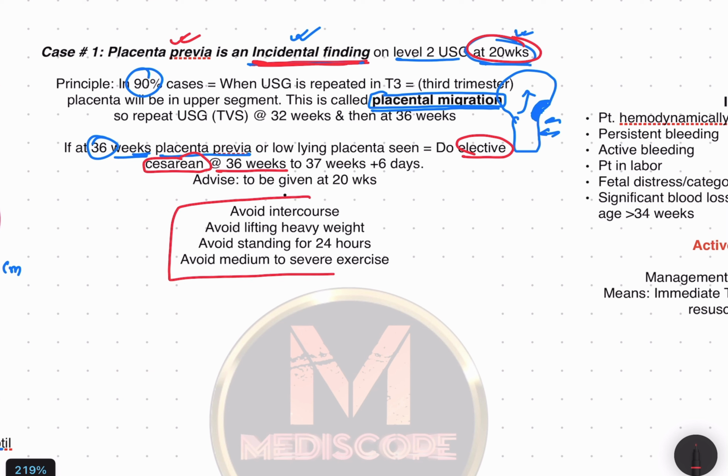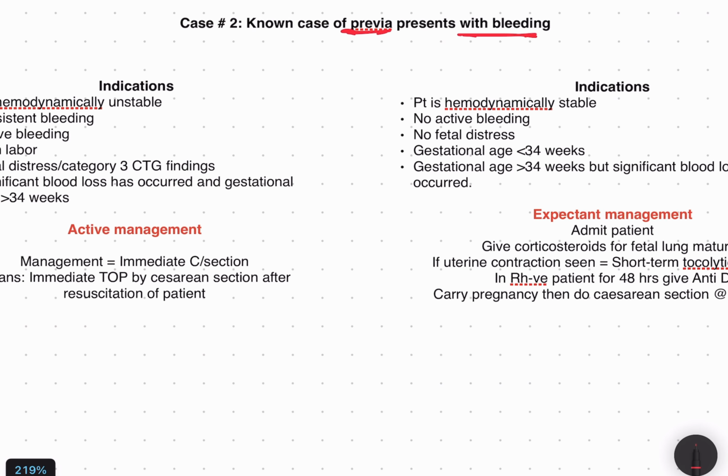then give advice: do not do heavy lifting of weight. Don't stand for a long time, that is, not more than 4 hours. Avoid moderate to severe exercise, and very important, avoid intercourse. So this will be the advice for the mother who was incidentally detected with placenta previa, and you have to plan an elective cesarean section if at the 36th week of gestation she still has placenta previa. But what if the mother presents with bleeding?